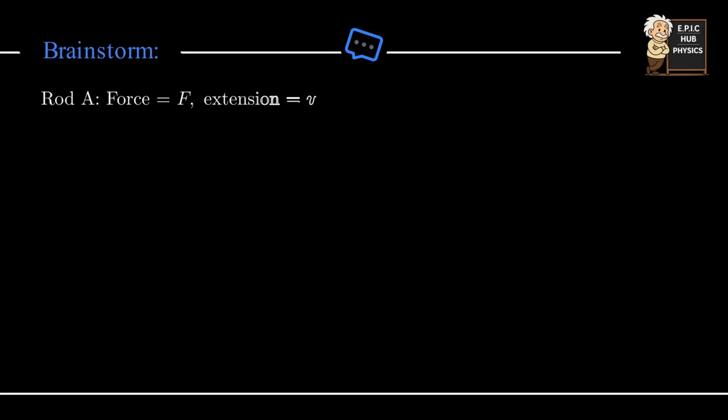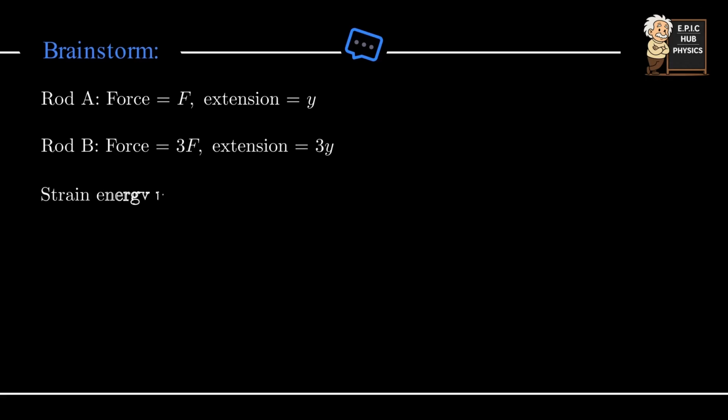Now let us think through the solution step by step. First, consider rod A. Rod A is subjected to a force F, and it produces an extension Y. So, the strain energy stored in rod A equals 1/2 multiplied by F multiplied by Y. Next, consider rod B. Rod B is subjected to a force 3F, and it produces an extension 3Y.